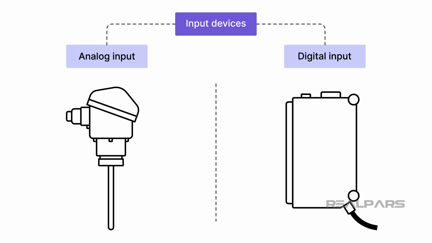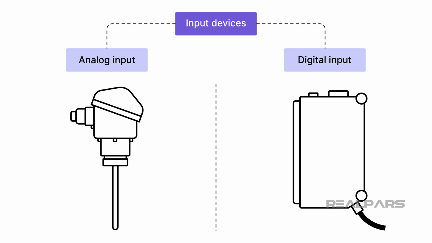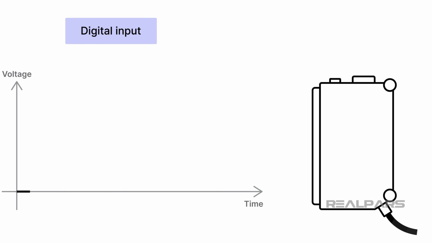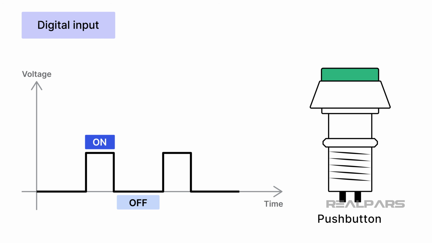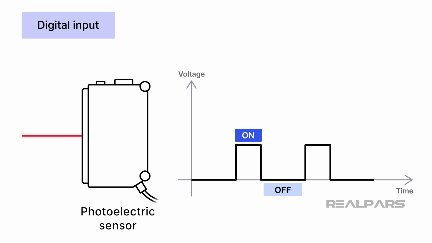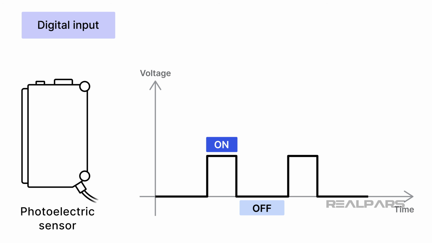There are two types of input devices, digital and analog. A digital input device is a device that has two states. These states are typically on and off. Examples of digital input devices are push buttons, which can be pushed or not pushed, and photoelectric sensors, which can be triggered or not triggered.